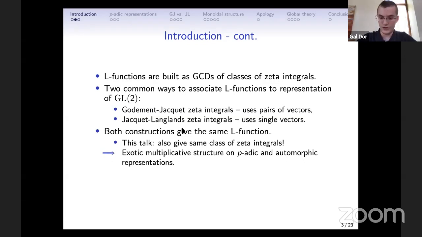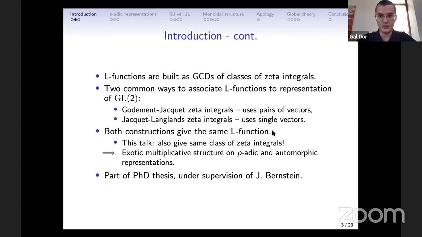So that's going to be the main focus of this talk, just to explain this equivalence and how to get consequences from it. I will say that all of what I'm going to tell is part of my PhD thesis, which was done under the supervision of Joseph. And that's it for now.